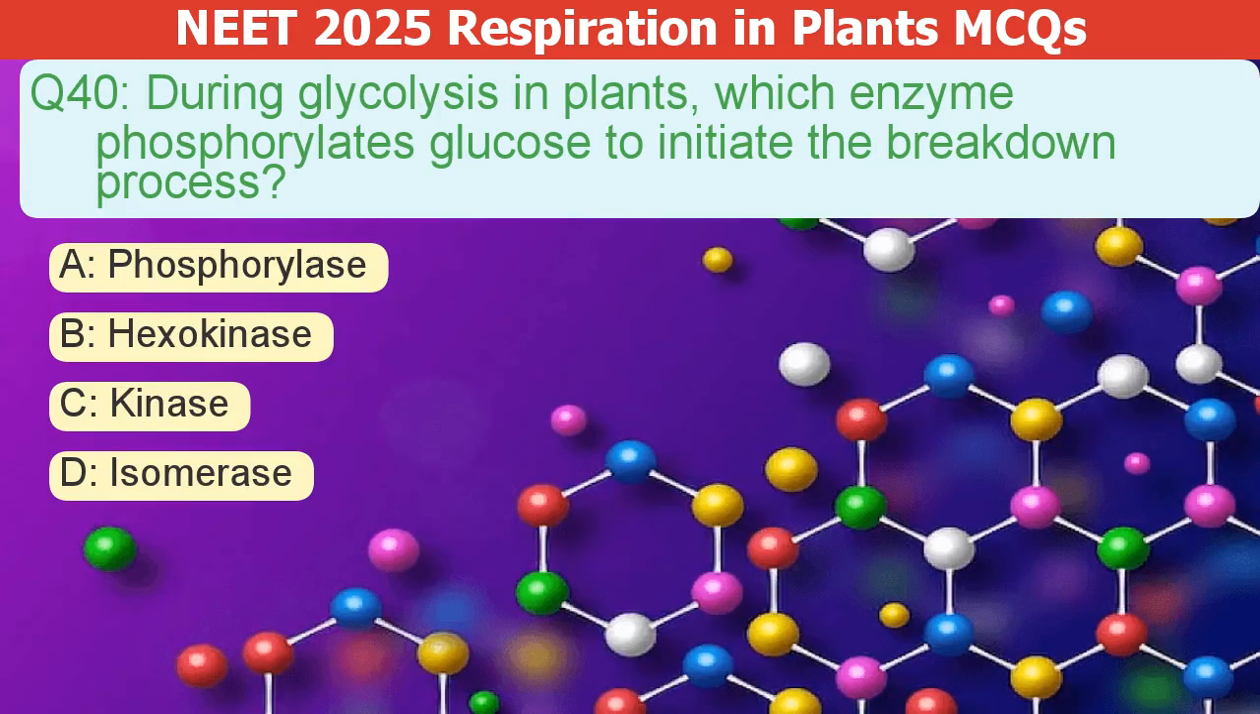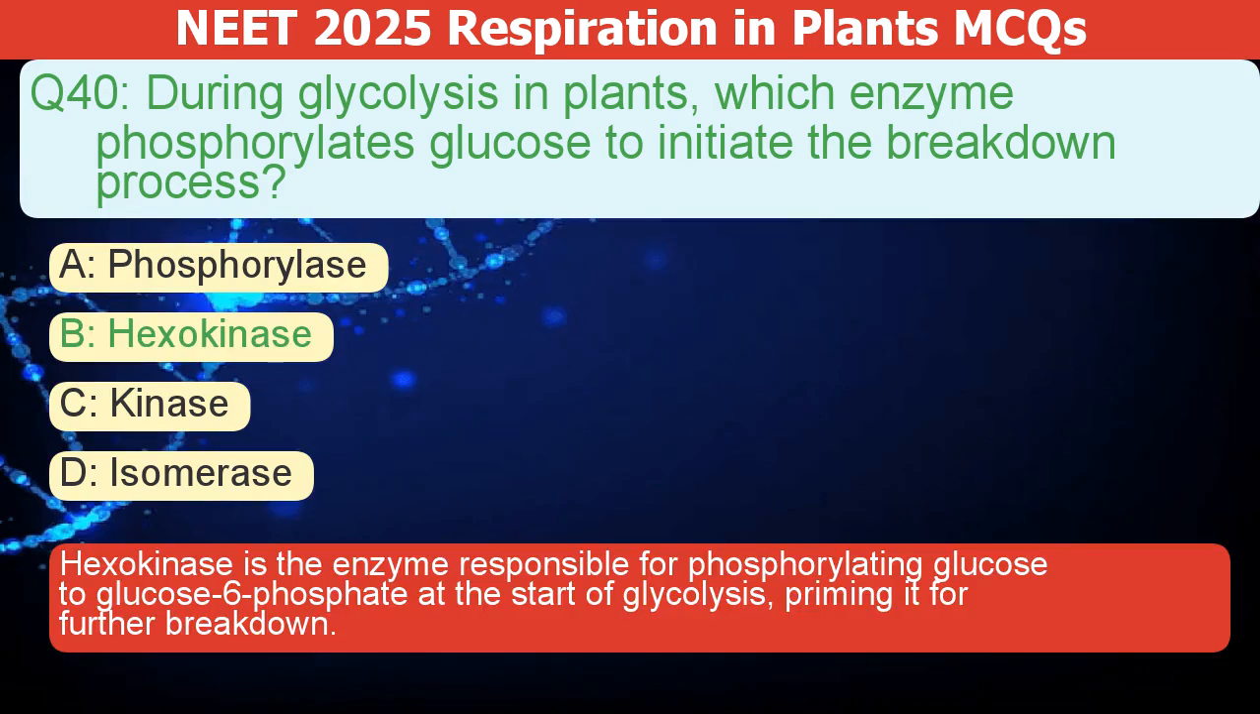During glycolysis in plants, which enzyme phosphorylates glucose to initiate the breakdown process? A. Phosphorylase. B. Hexokinase. C. Kinase. D. Isomerase. The correct answer is B. Hexokinase is the enzyme responsible for phosphorylating glucose to glucose 6-phosphate at the start of glycolysis, priming it for further breakdown.